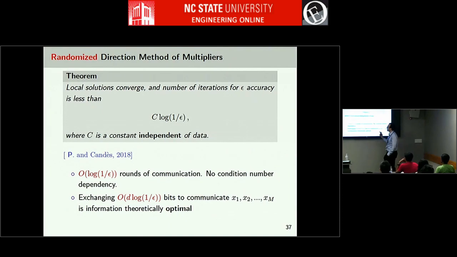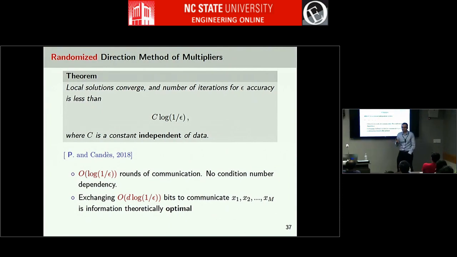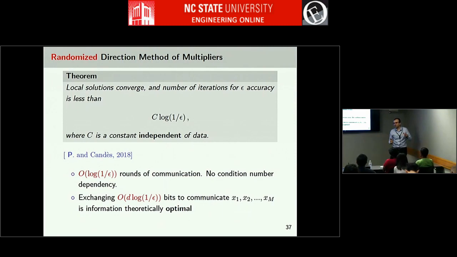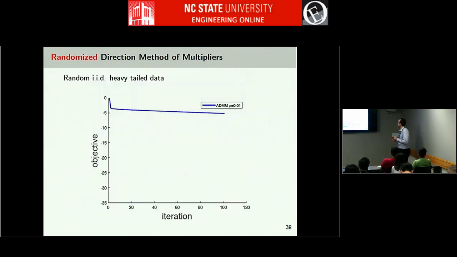This is optimal because I need to exchange order d times log 1 over epsilon bits of information theoretically anyway, because they are solving a d-dimensional problem. Otherwise, it would be like communicating d bits without communicating d bits. It would be information theoretically inconsistent.